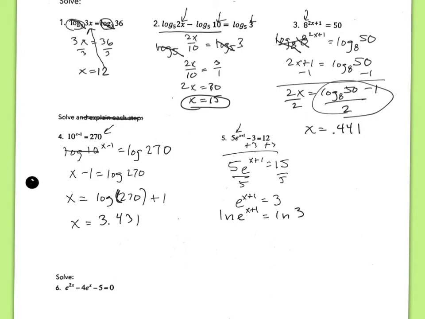I just rewrote it because I didn't know how to squeeze it in there. It has to be in front. The natural log of e, that's a 1. They are inverses of each other. That is gone. So now we're left with x plus 1 equals the natural log of 3. And we get x equals the natural log of 3 minus 1.